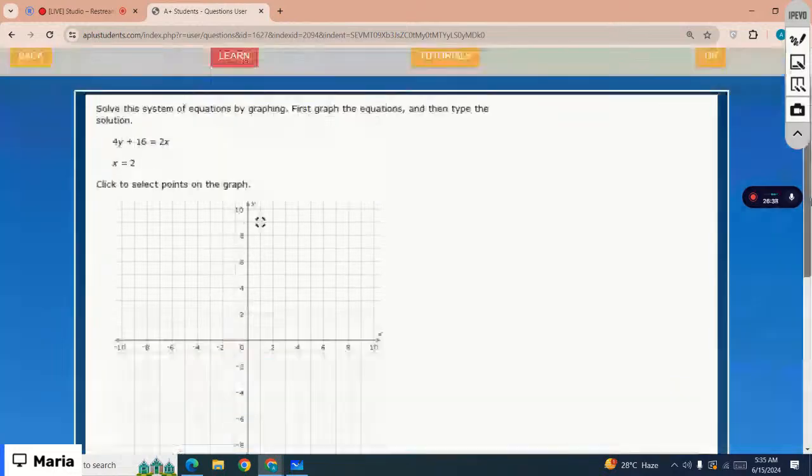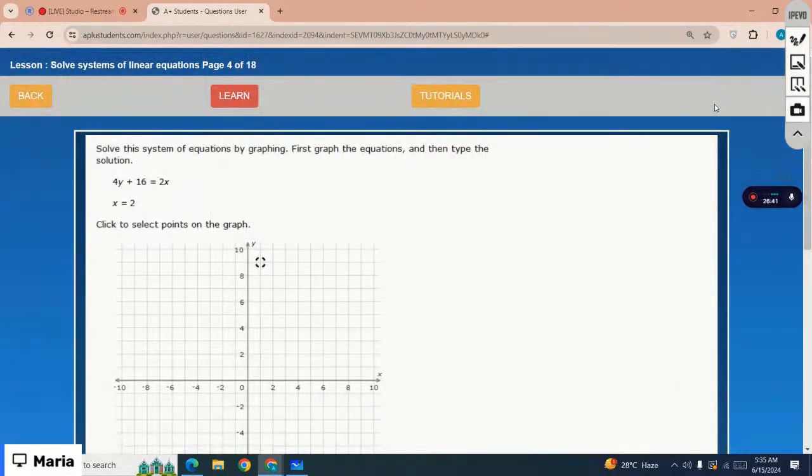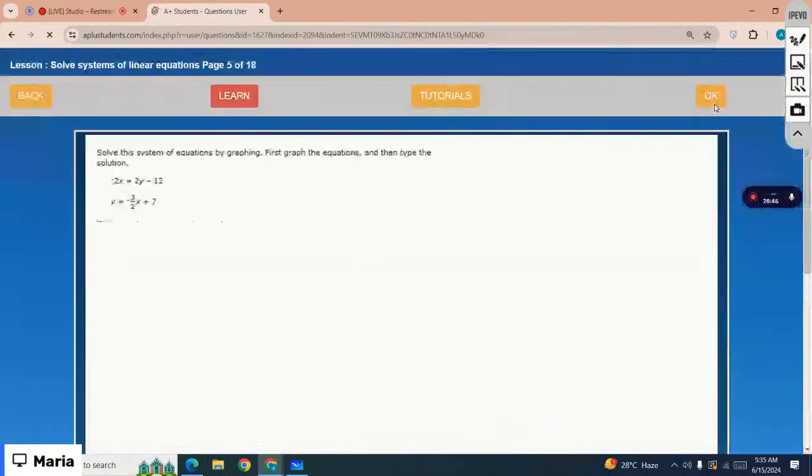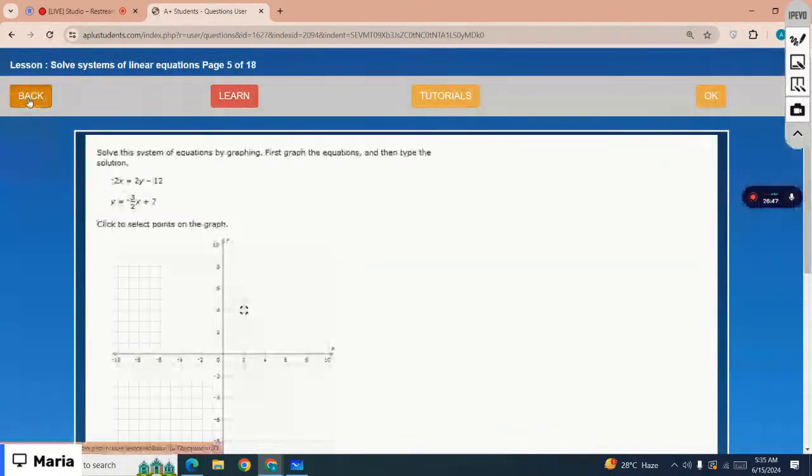Got it? Okay, you can complete the lesson by yourself later today. So be very, very careful when you're plotting the equations. You're plotting the graph. Be very, very careful, right?